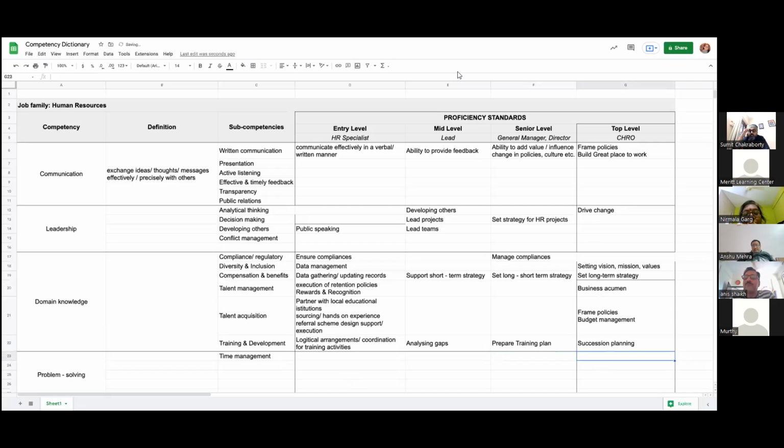No, budget we have put in CHRO level only, Anshu. Budget approval, definitely at CHRO level. But budget planning and management can be done at senior level. Budget approval can be given by the CHRO in line with the business policy, business strategy. Yes.